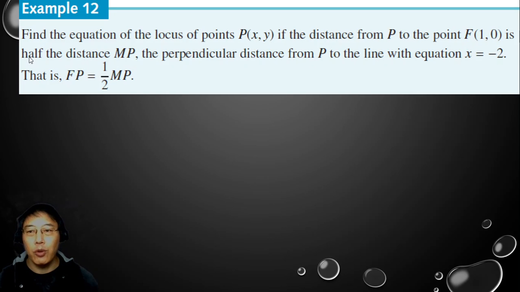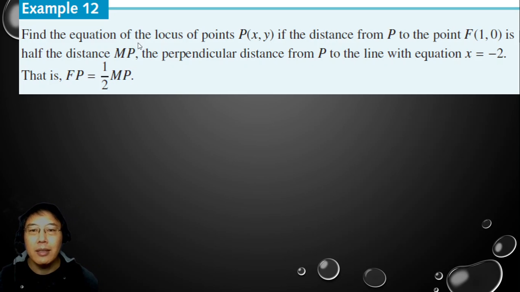Alright, so it says the distance from P to point F with the given coordinates will be half the distance, so it will be equal to half MP, which is what you have down here. F is your focus point, P is your variable point, the one you need to find the locus. Half of MP, again, you have in terms of your variable point.